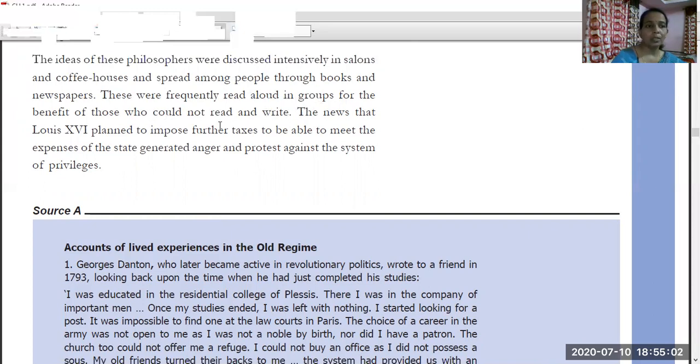The news that Louis XVI planned to impose further taxes to meet the expenses of the state generated anger when people heard of his plan to increase the taxes. People got angry and protested against the system of privileges. This was the situation in France in the latter half of the 18th century. We have studied in this part the background for the French Revolution in the 18th century.